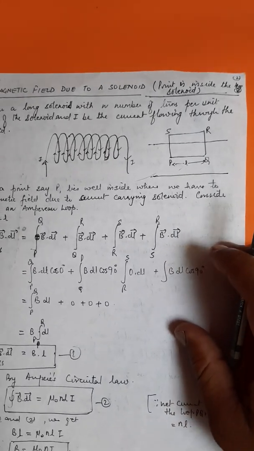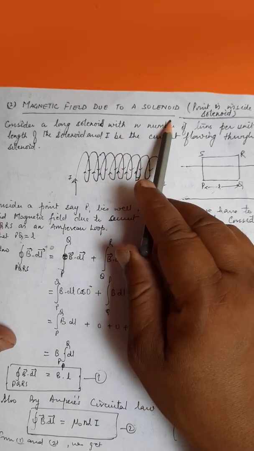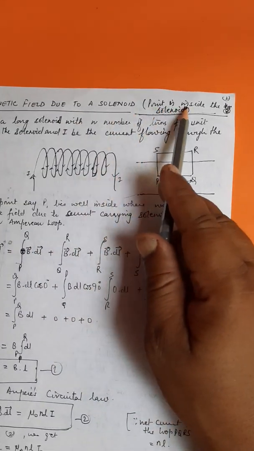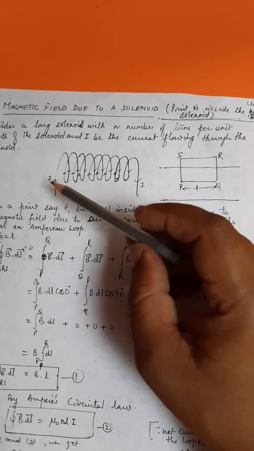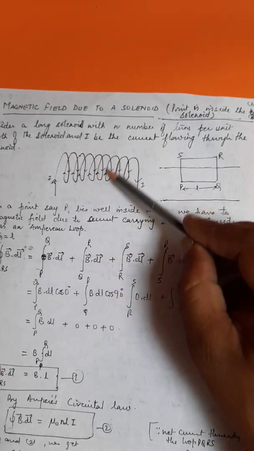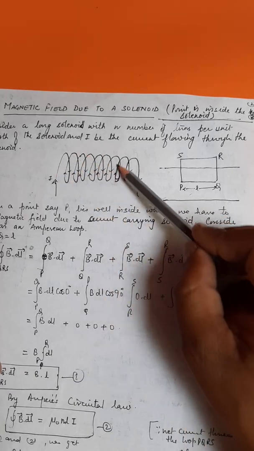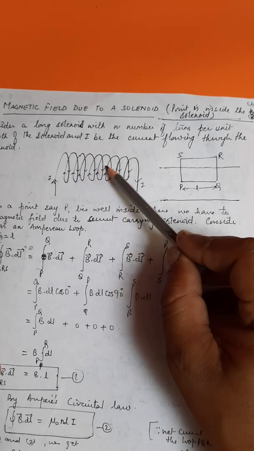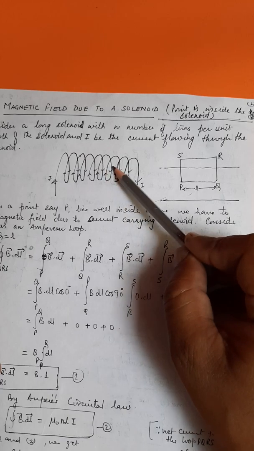Now, second application: the magnetic field due to a solenoid. The point is inside the solenoid. You might have seen a solenoid; it is just like a straight coil of some length. Here we are considering a long solenoid, so that whatever point we take inside the solenoid, the magnetic field will be the same.